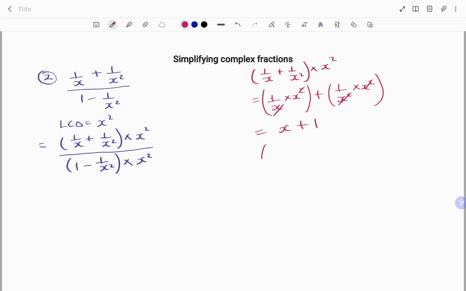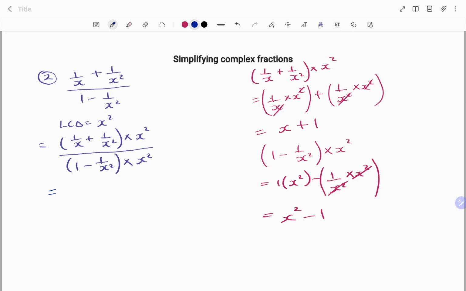At the bottom, I have 1 minus 1 over x squared multiplied by x squared, like I did before. The term outside is going to multiply all the terms inside. So that will give me 1 times x squared minus 1 over x squared times x squared. For the second term, I'm going to have x squared minus, this cancels, 1. So if I slot that back in, at the top I'm going to have x plus 1, and at the bottom I'm going to have x squared minus 1.